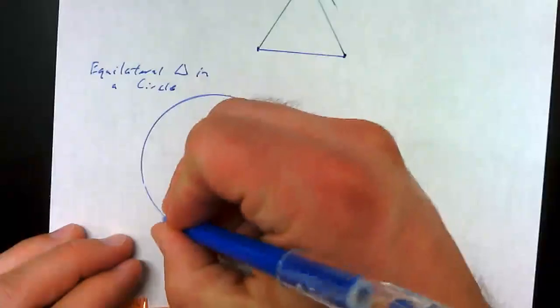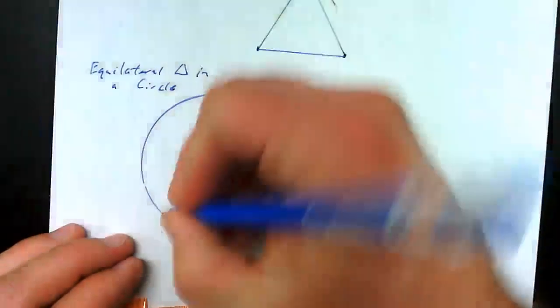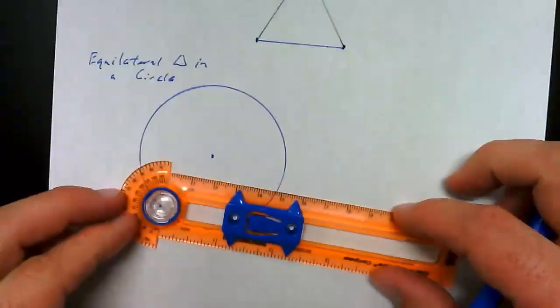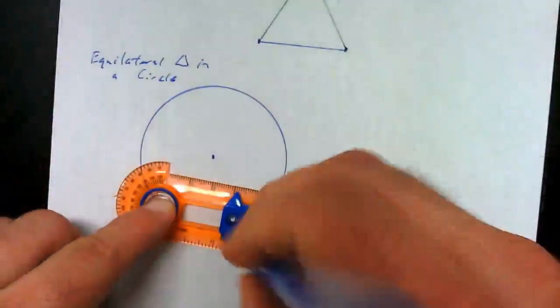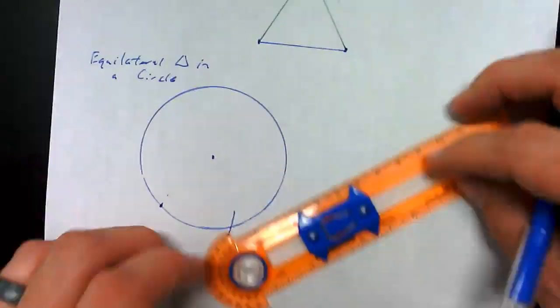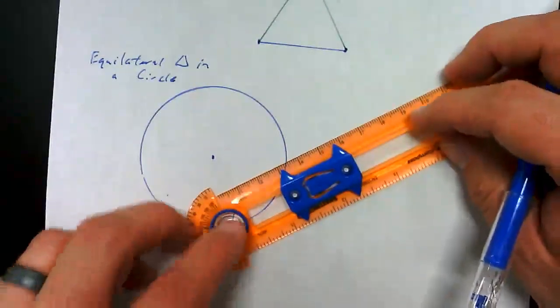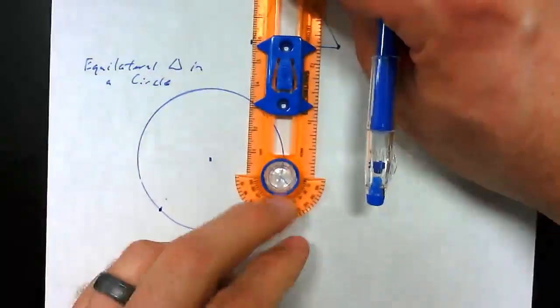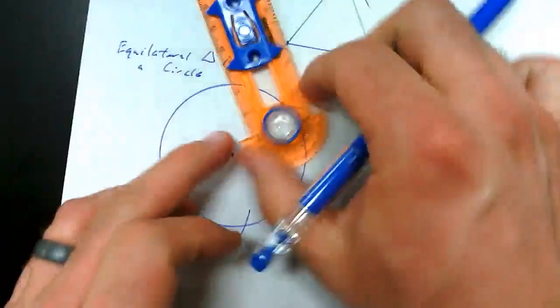I am not going to change the setting of my compass. I'm going to go to a random point on the circle, and I'm going to use that same setting to mark off distances around the circle. And I'm going to keep going with that same measurement all the way around the circle. So in the end, you should end up having 6 marks that are equally spaced.